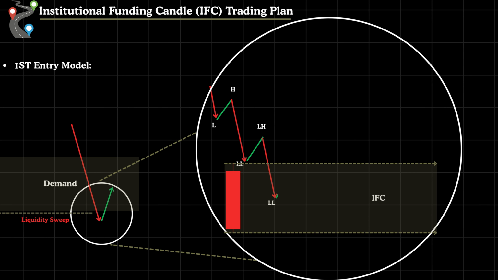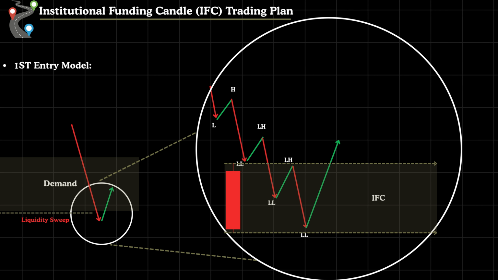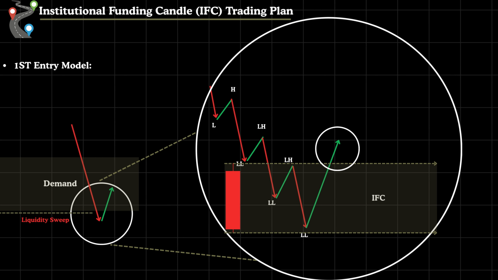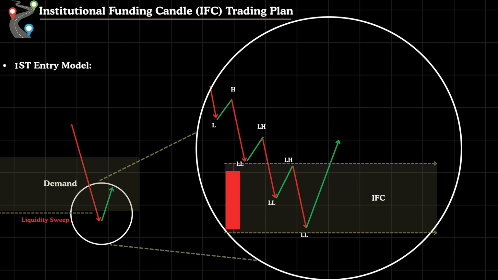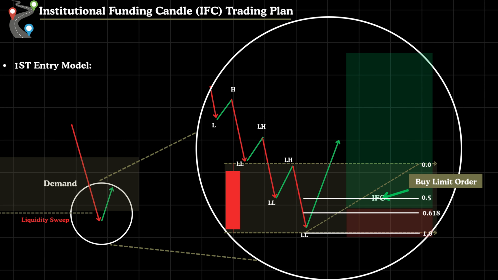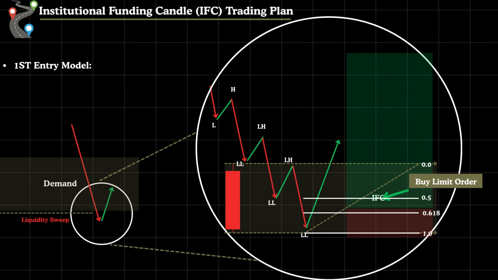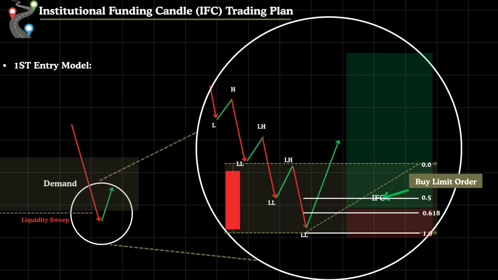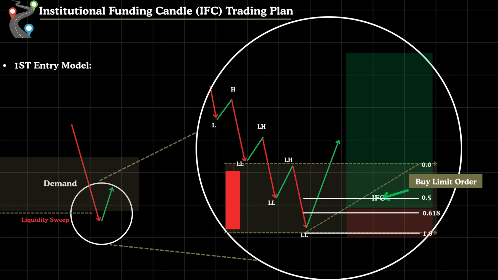The second entry model involves using the higher time frame IFC candle directly. Wait for price to reach either the high or low of the IFC candle, then place a limit order at the 50% Fibonacci retracement of that candle. In this scenario, a buy limit order. Again, position your stop loss a couple of pips below the IFC candle itself.